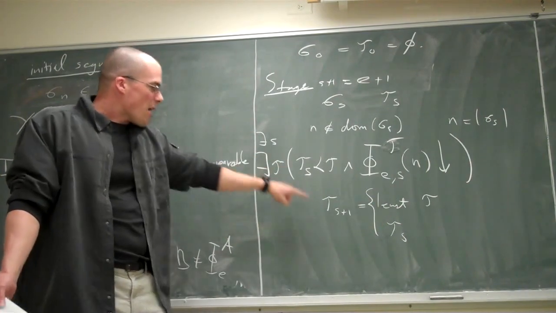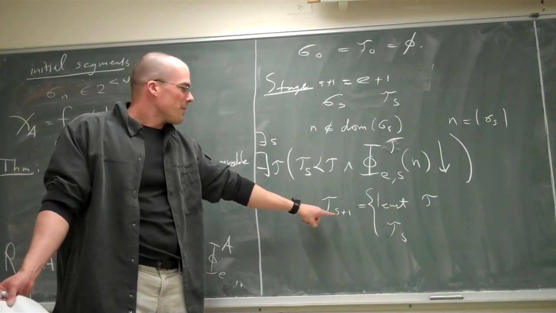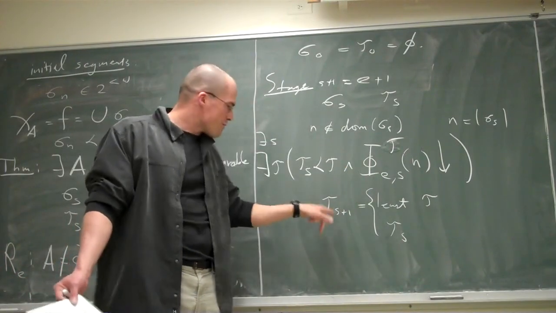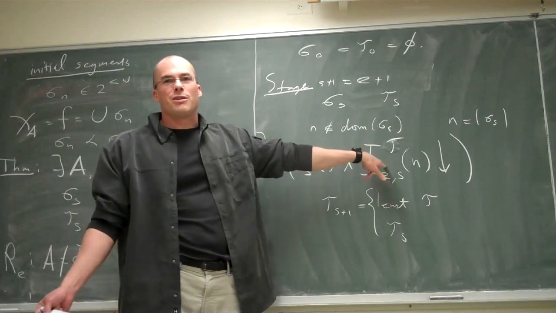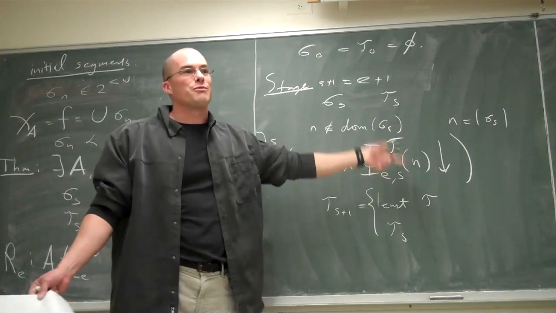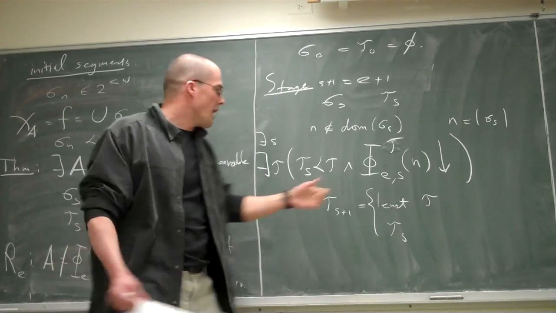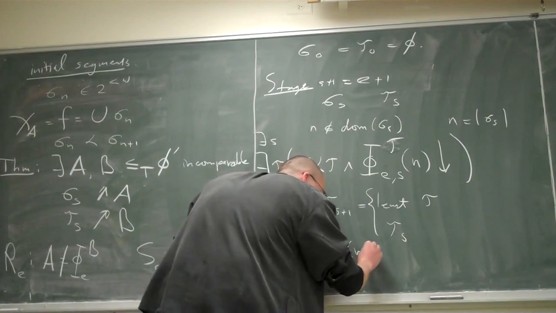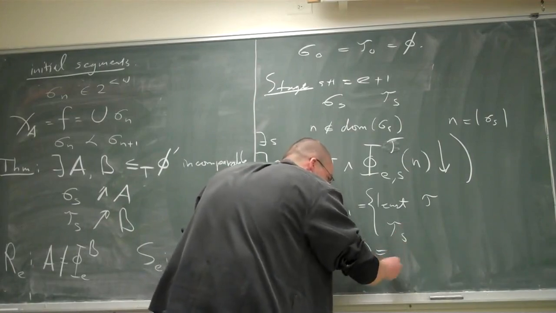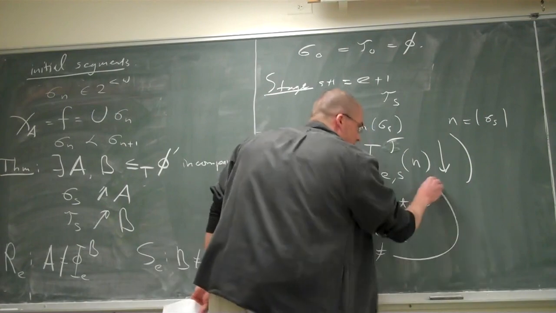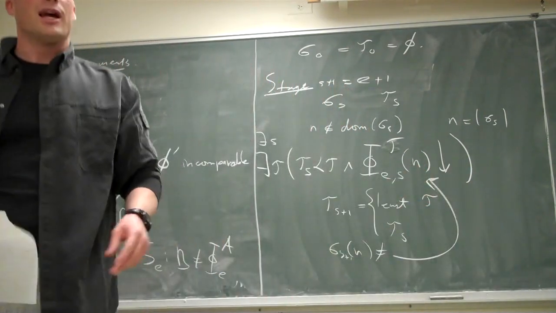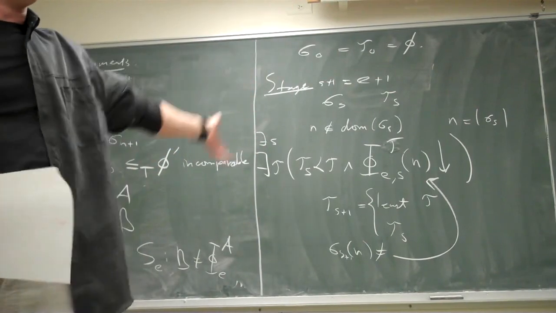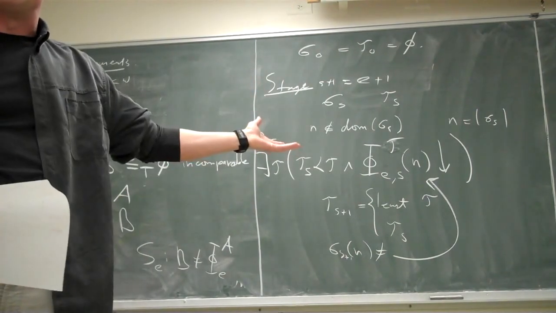Anyway, what this means is, after we've gone to tau_{s+1}, this value is determined either to diverge or to converge to a specific value. And then we just choose sigma_{s+1} at n to be not equal to that value. And not equal to that value means: if it diverges, choose 0. If it converges, choose an opposite value.